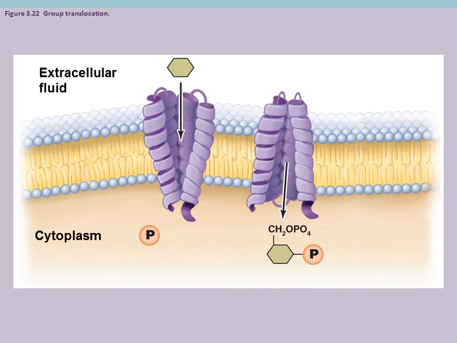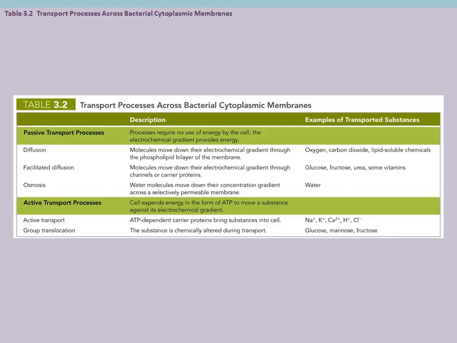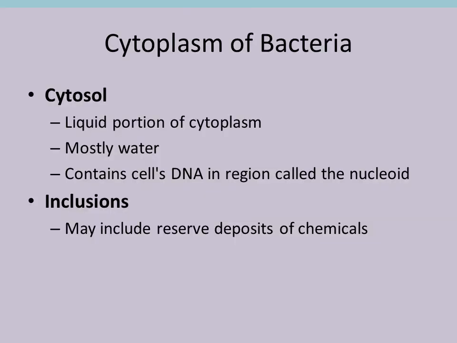Group translocation is when you have a larger substance that's too big to pass across the membrane, and so you're going to have to move it through specialized proteins. Now, with active transport, you are moving things against the concentration gradient, so that is going to cost you energy. This is a summary table of the different processes for transporting things across the membrane of bacteria.